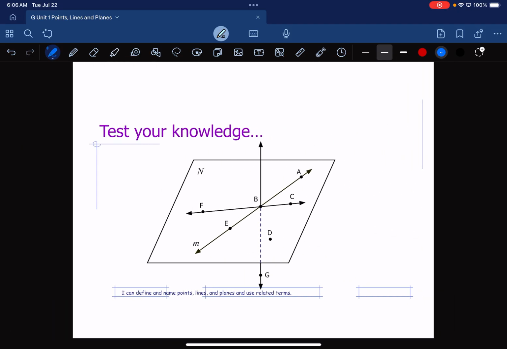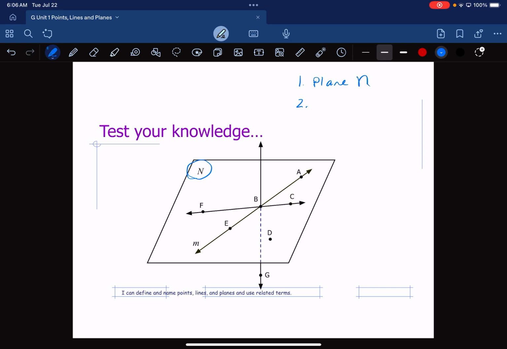So let's do some practice here. Name the plane with 1 letter. If I had to name the plane with 1 letter, I would say plane, and then I'm going to use my script letter here in the corner, and I'll make it more script up here in my answer.